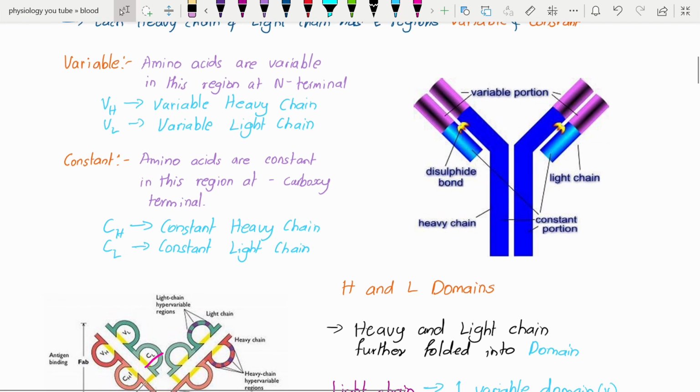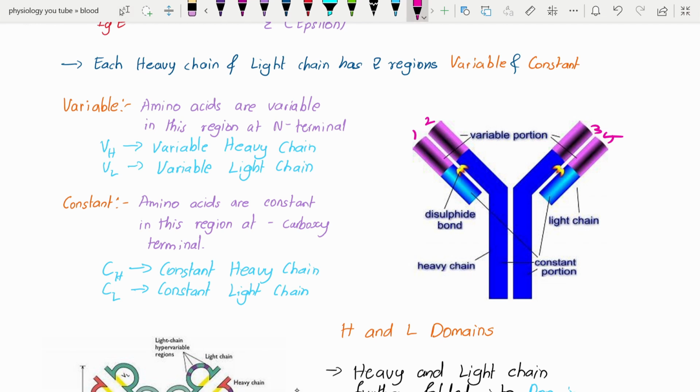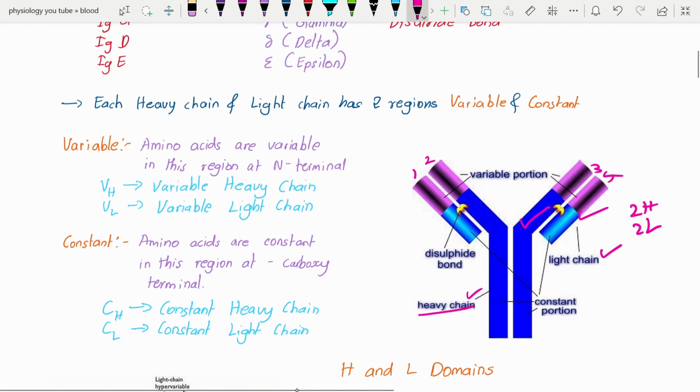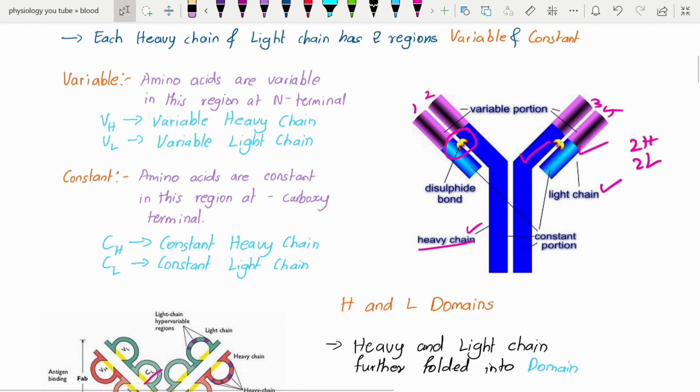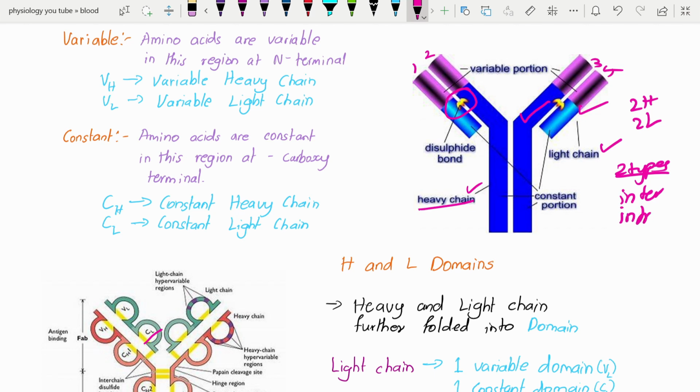You can see there are four polypeptide chains, and some of them are small and some are huge. The small one is called the light chain and the huge one is called the heavy chain. So we have two heavy chains and two light chains, and these are connected by disulfide bonds. Actually there are two different types of disulfide bond: one is called the inter-chain disulfide bond, and another one is the intra-chain disulfide bond.